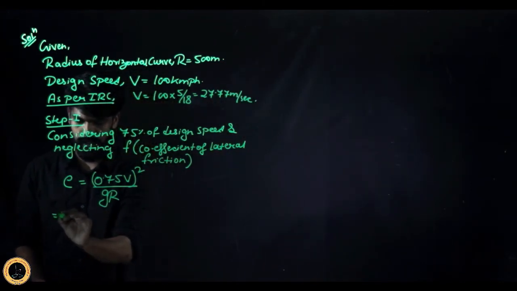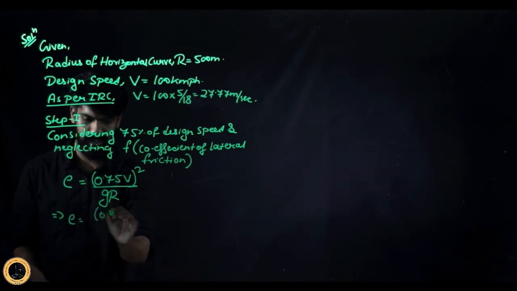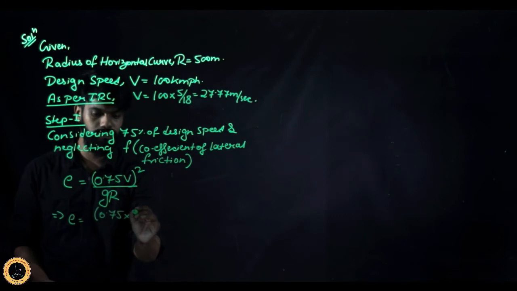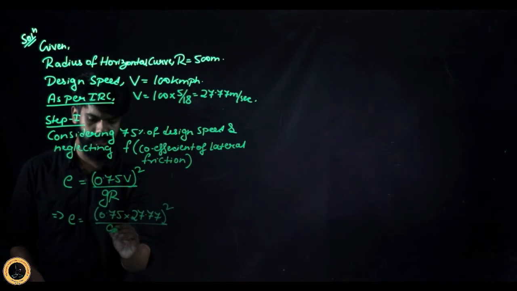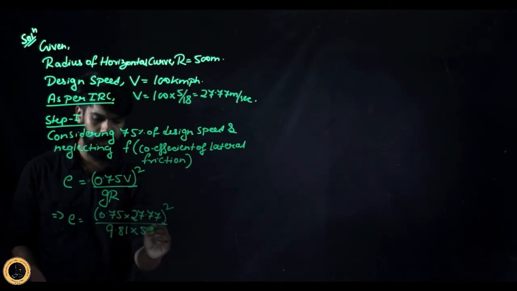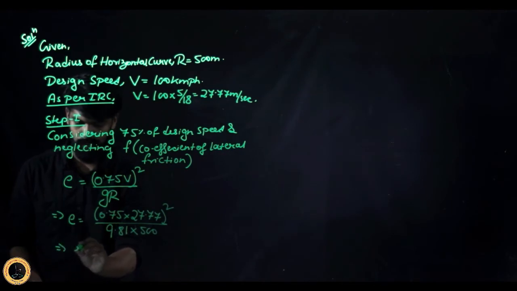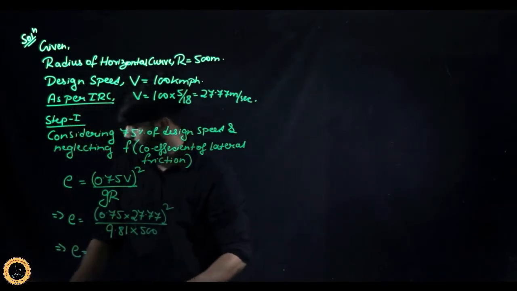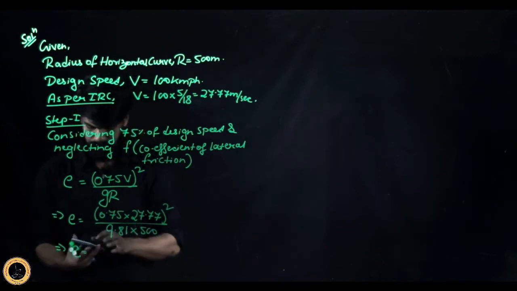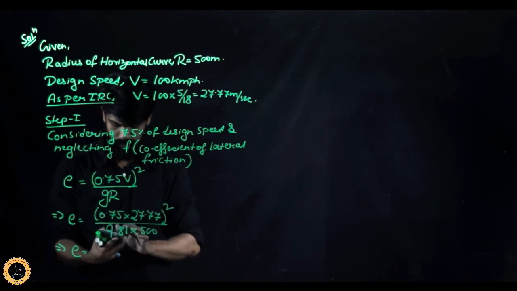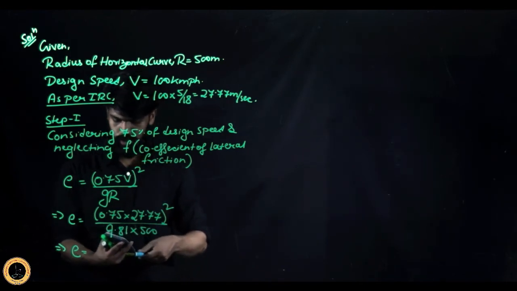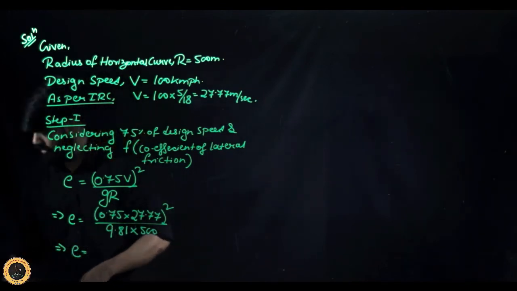So I can put the values here. E is equal to 0.75 into V, V is equal to 27.77, whole square upon G is 9.81 multiplied by R is 500. So if you solve this, you will get the value of E. So let's solve it and see what the value of E is. 0.75 into 27.77 square divided by G into R. So this gives a value of 0.088.